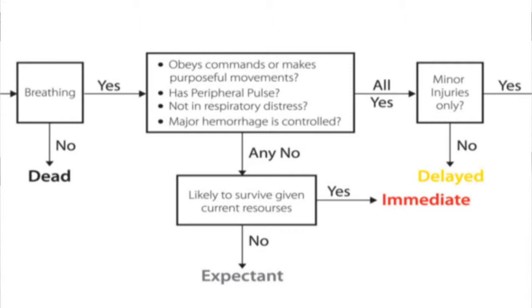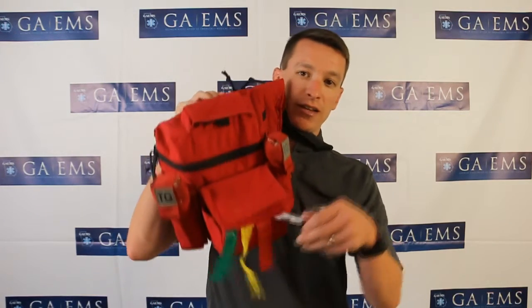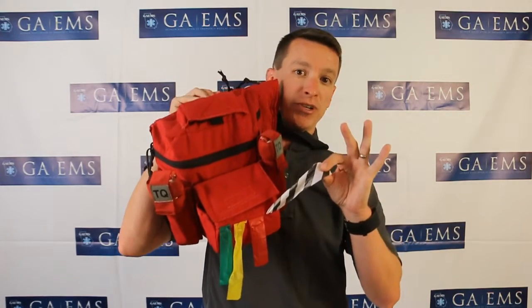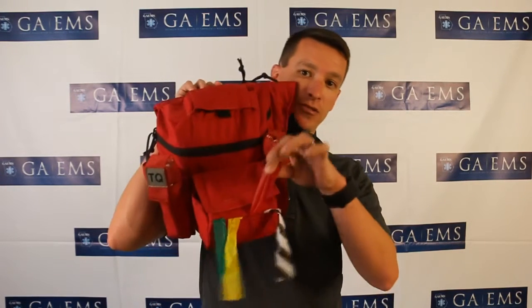If the answer to any of those 4 questions is no, you need to consider likelihood to survive given the current resources. You need to consider the current resources, meaning the number of rescuers you have on scene versus the patients and transport units. If the patient is not expected to live with the amount of injuries they have and the resources you have on scene, you would need to apply an expectant tag to their wrist or to their ankle so other rescuers can see it. If you believe that the patient can survive given their injuries and the resources you have on scene, then they are an immediate red tag.